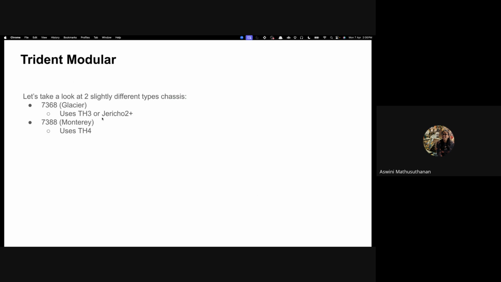As I said before, Glacier uses TH3 or J2 plus, and Monterey uses TH4. Looking at the chassis number, 7368 is Glacier and 7388 is Monterey.